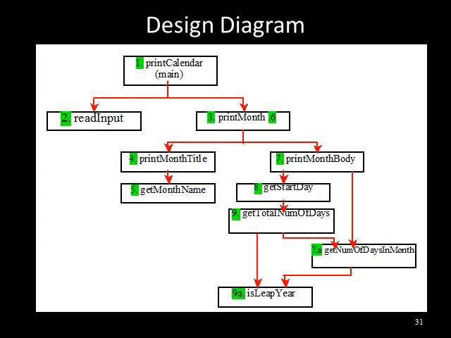Then we'll do number 3, print the month. Well, it has to get the month title and get the month name before it can print the month body, which has to get the start date, etc., etc. So the numbers are my way of indicating the order of execution. These do not have to be the order in which the program is implemented.